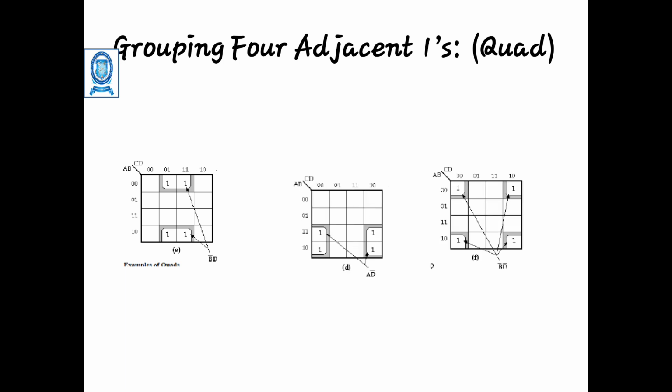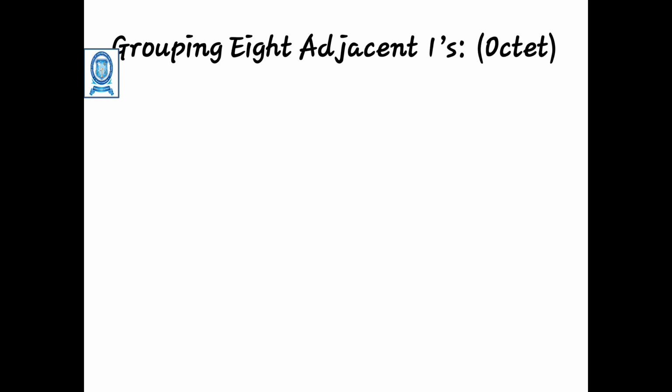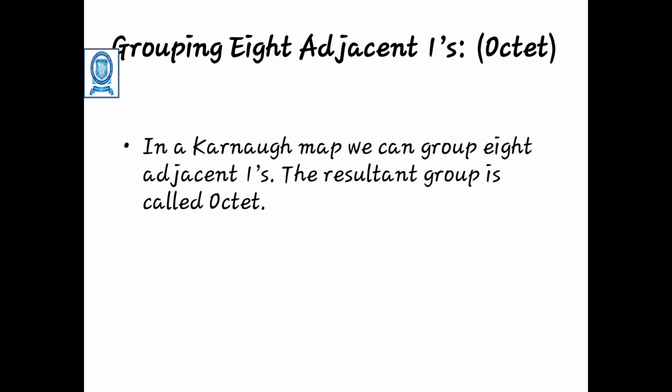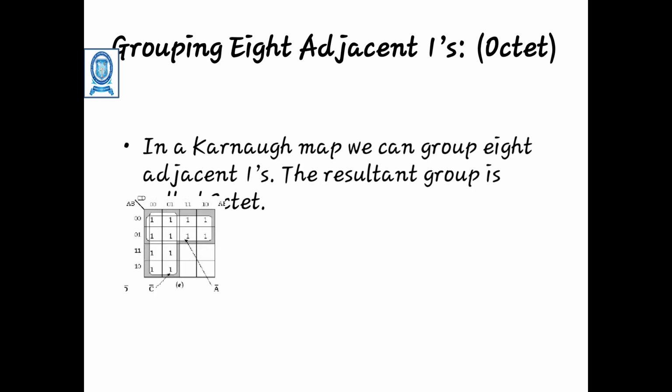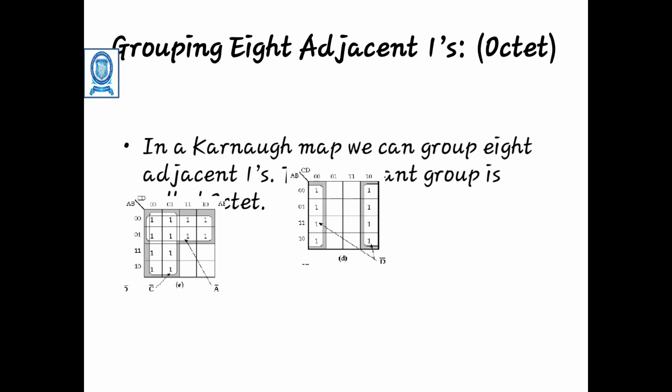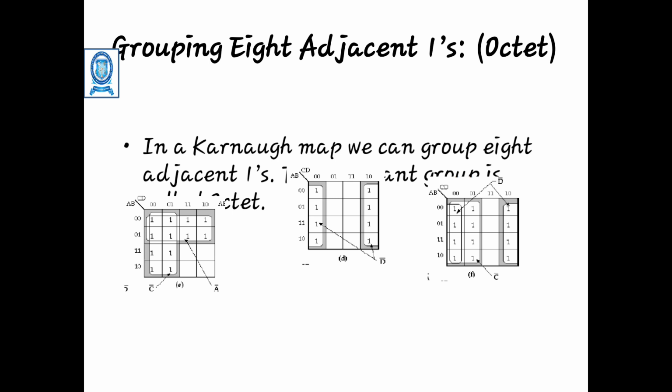These are the different ways. This corner one is considered as adjacent ones. So these are the 4 different types of adjacent ones. Grouping 8 adjacent ones is called an octet. So octet is the way to consider 8 adjacent ones. Here these are 8 adjacent ones, 8 adjacent ones, and this is also 8 adjacent ones, grouped here. So this is called an octet.